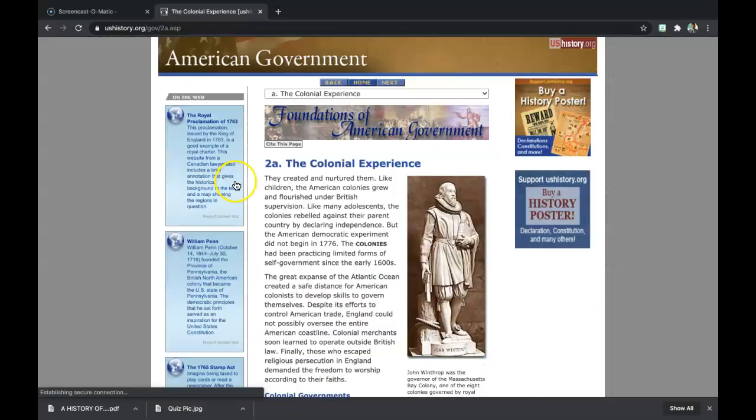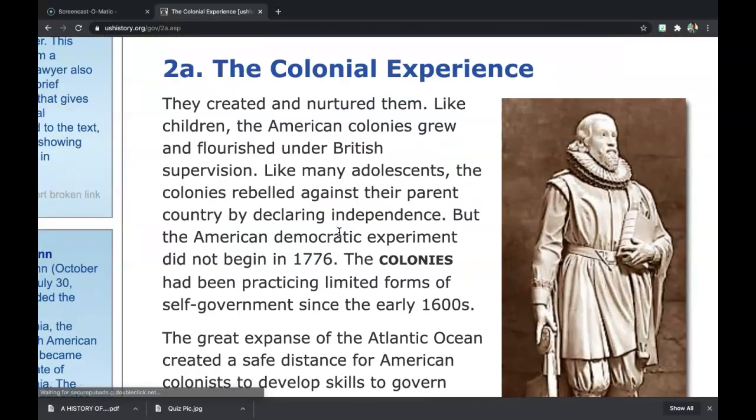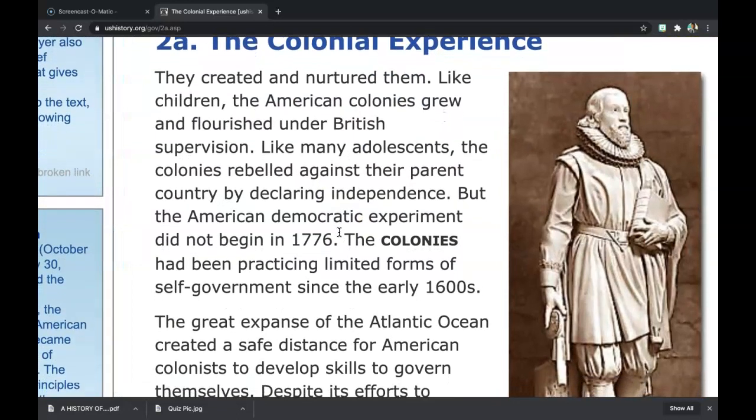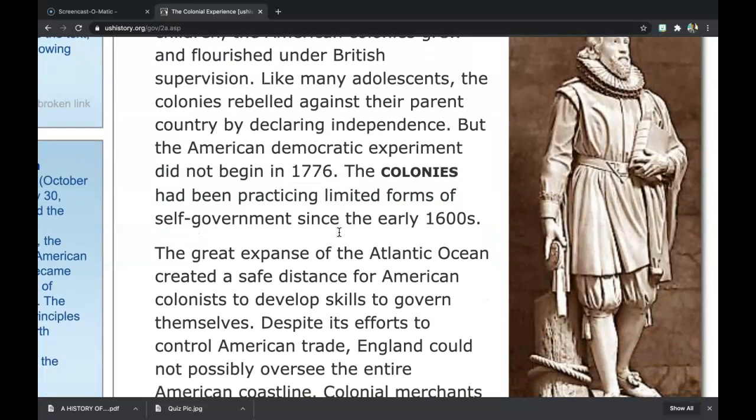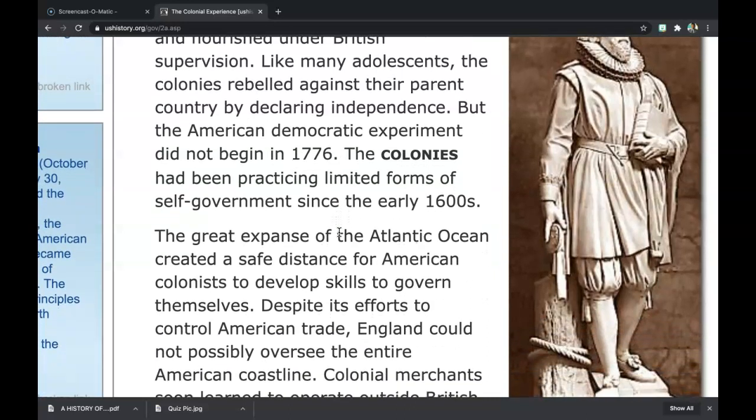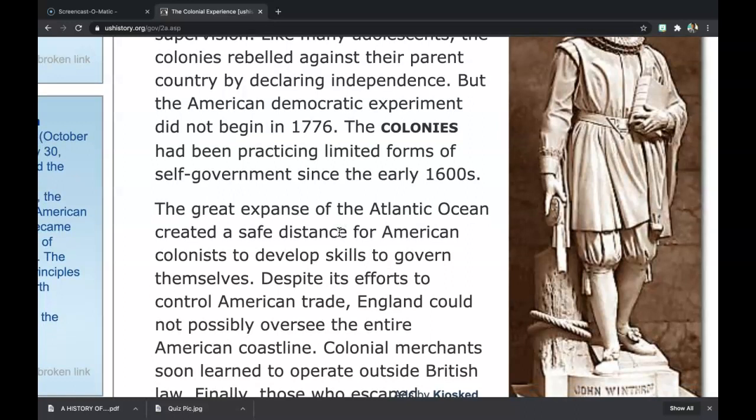The colonial experience. So they created and nurtured them like children. The American colonies grew and flourished under British supervision. Like many adolescents, the colonies rebelled against their parent country by declaring independence.